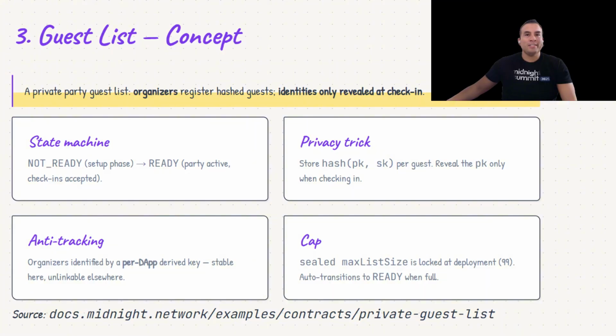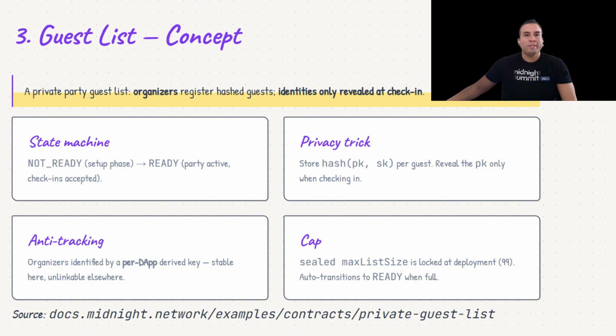Organizers add guests to the list, but all that's stored on-chain is a cryptographic hash. You literally cannot tell whose name is behind each hash. When a guest arrives at the party, the organizer checks them in, and that's the moment their identity becomes public. The contract has a simple two-state bridge: not ready while you are setting up, ready once the party is live and check-ins are accepted. And there's a hard cap on guests, 99 max, set at deploy time and impossible to change.